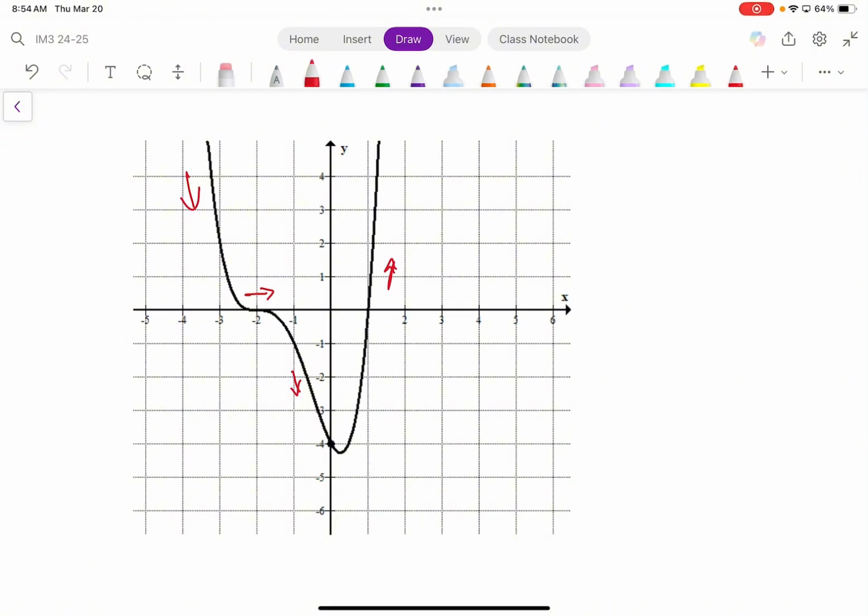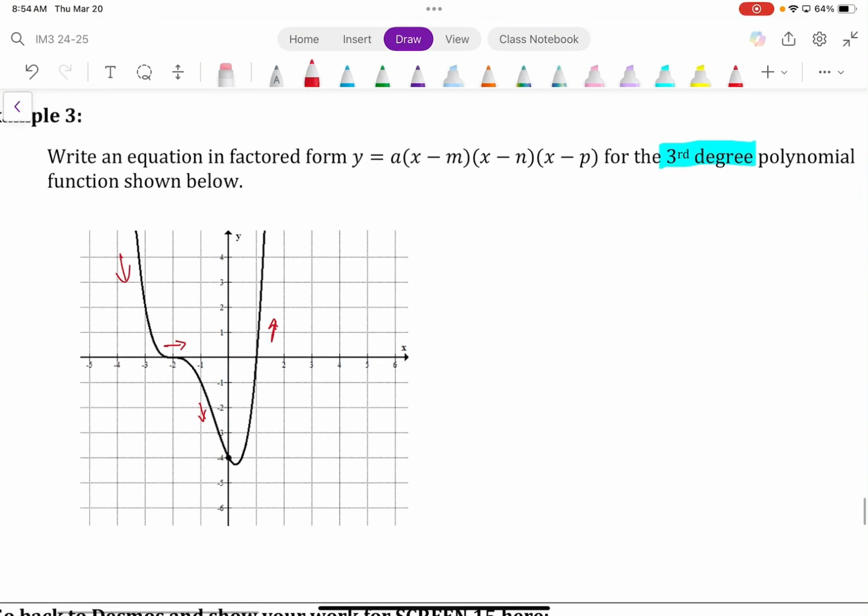So this is a what degree polynomial? How many changes in direction do you see? It's a fourth degree polynomial. We can confirm that it's a fourth degree polynomial because look at the end behavior. Where are both ends of the graph going? In the same direction. Okay, so that was a typo. It's not a third degree. It's actually a fourth degree polynomial.